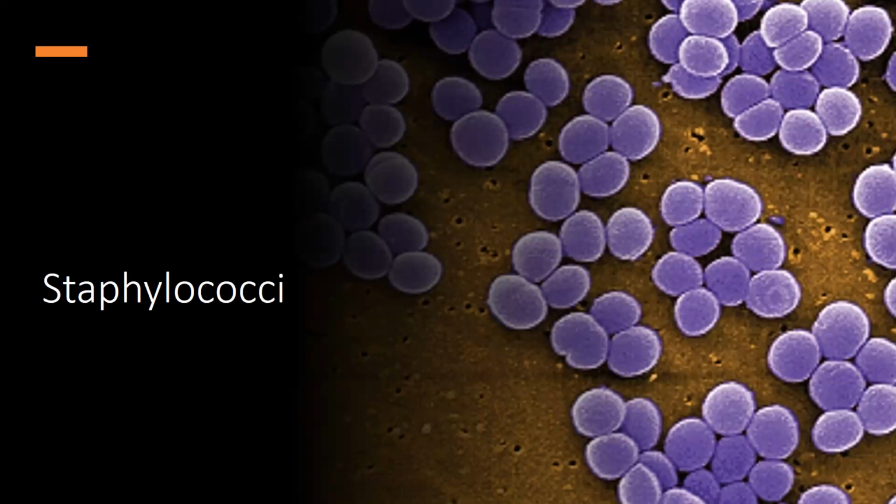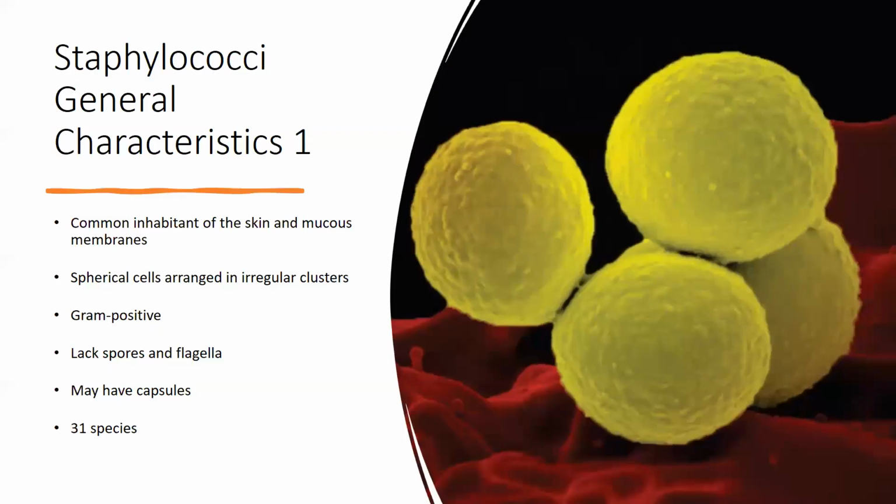So Staphylococci, this is a genus of bacterium. We're going to look at multiple species. Some general characteristics, they often live in the skin and mucous membranes. They are spherical, so circular in shape, and arranged in irregular clusters. This is where you get the clusters of grapes appearance. They are gram-positive, do not form spores, and are non-motile. They may or may not have a capsule, depending on the species.